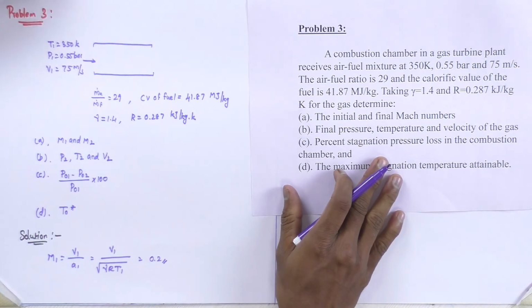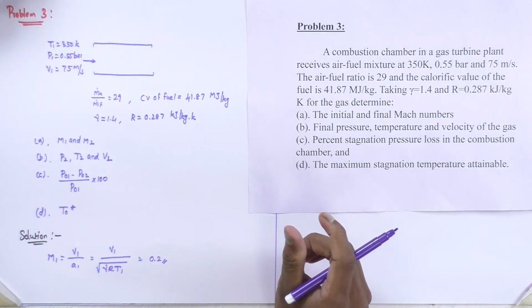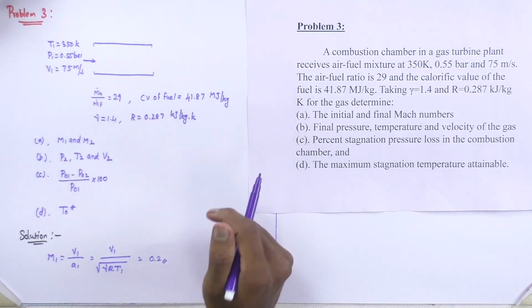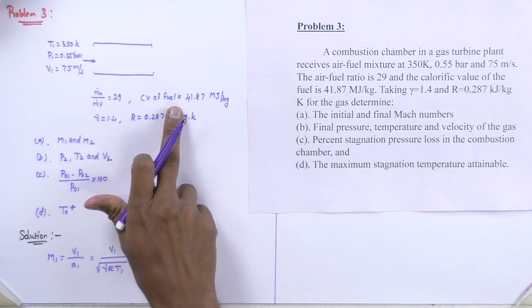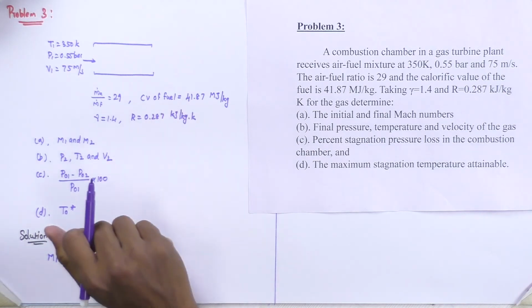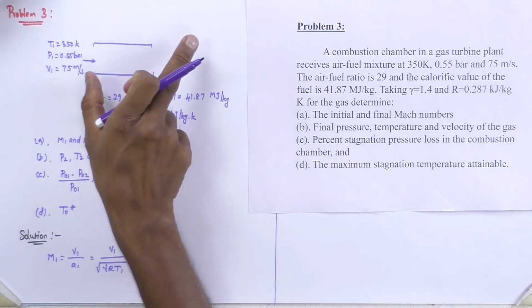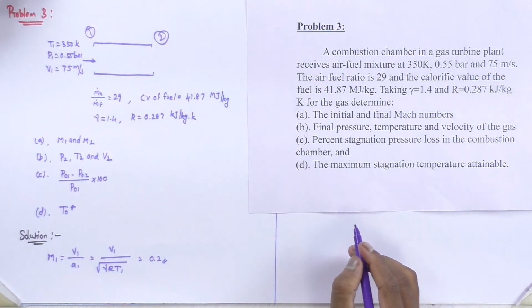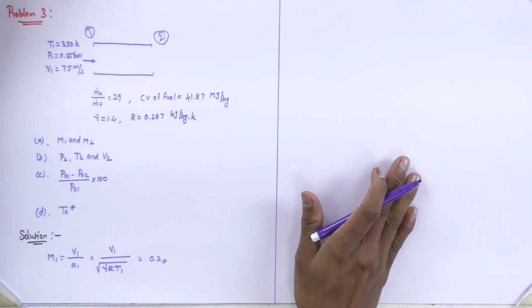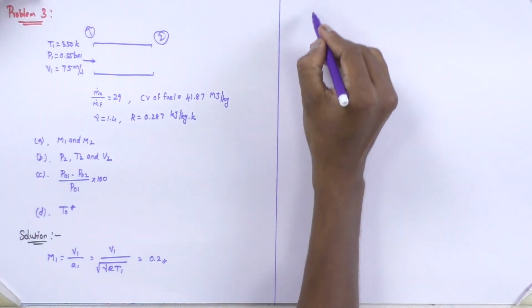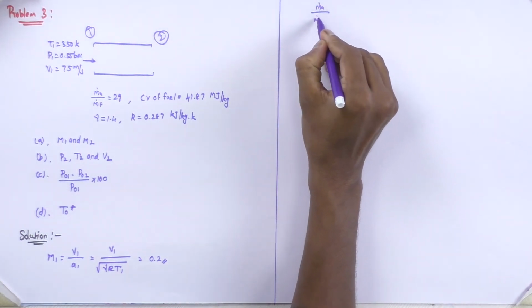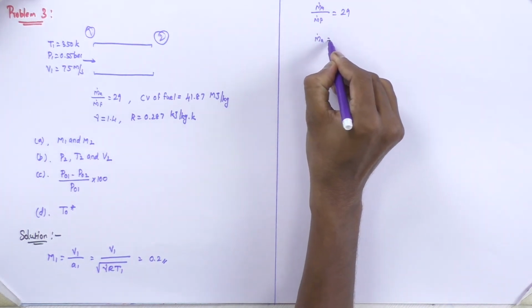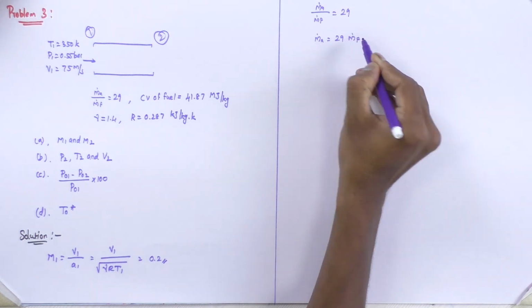So then we should have some relation or some value to relate region 1 and region 2. That is the mass flow rate and calorific value of the fuel. From this we have to relate region 1 and region 2. We know that m dot A divided by m dot F is equal to 29. So mass flow rate of air is equal to 29 times mass flow rate of fuel.